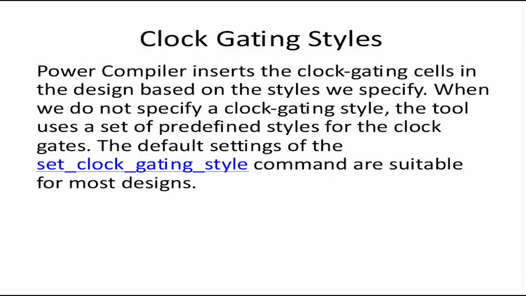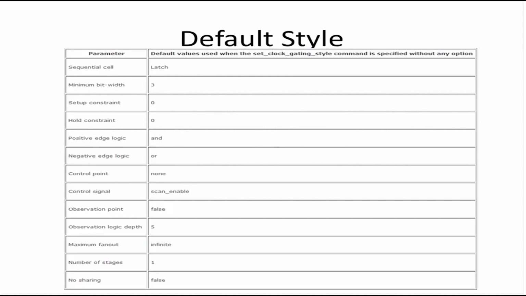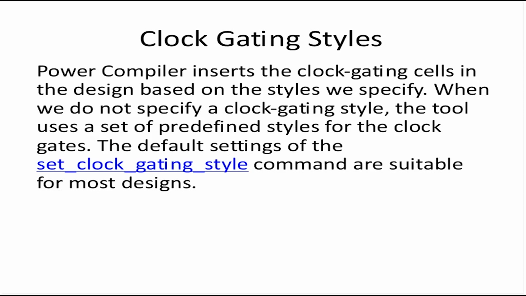Now there are a lot of clock gating styles. The diagram we saw was the clock gating style for positive edge triggered logic, right? The cell used was a latch plus an AND gate. So there are a lot of styles like that of clock gating cells. The command to specify these styles is called set_clock_gating_style. If we do not apply any style, these are the default settings that we will use. So these are options that go along with the set_clock_gating_style command.